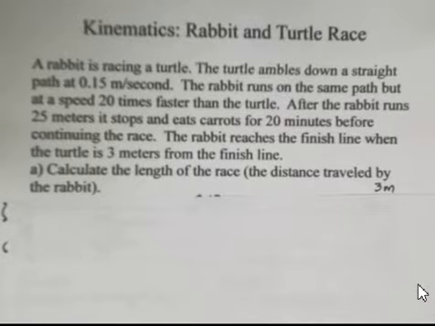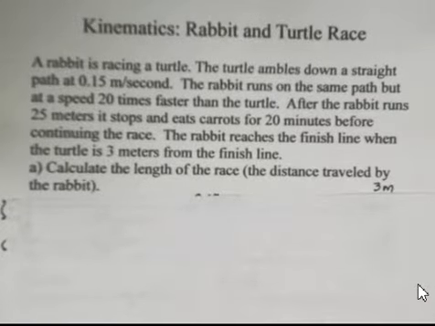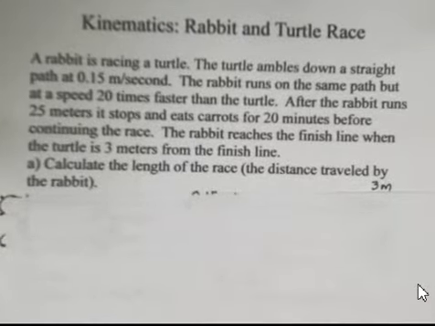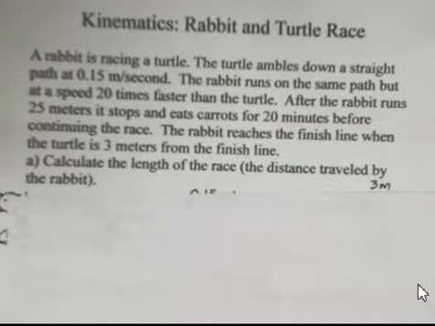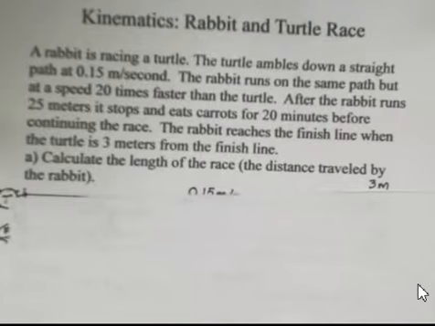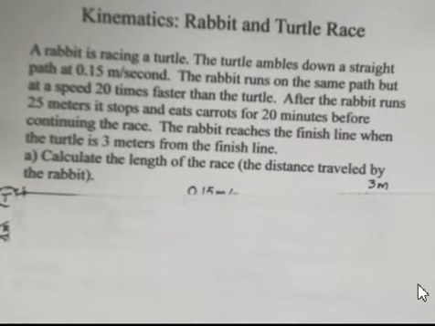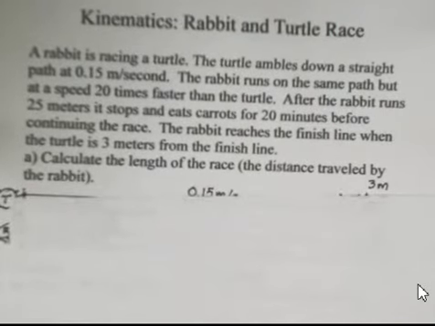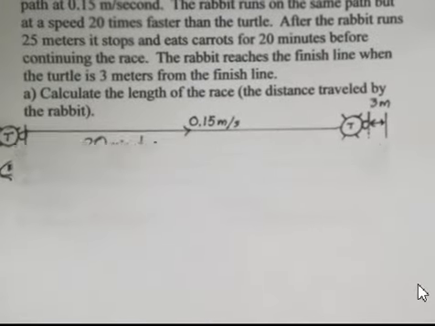We'll assume he didn't meander around while eating the carrots, but just the straight line distance between the start line and the finish line. The turtle doesn't quite get there. The turtle's 3 meters short. And then we're going to calculate the length of time for this race.